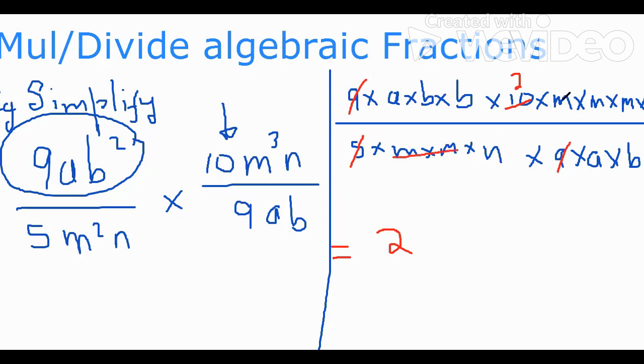These 2M cancel out those 2M. This N cancels out that N. This A cancels out that A. This B cancels out that B. Do you guys see that?